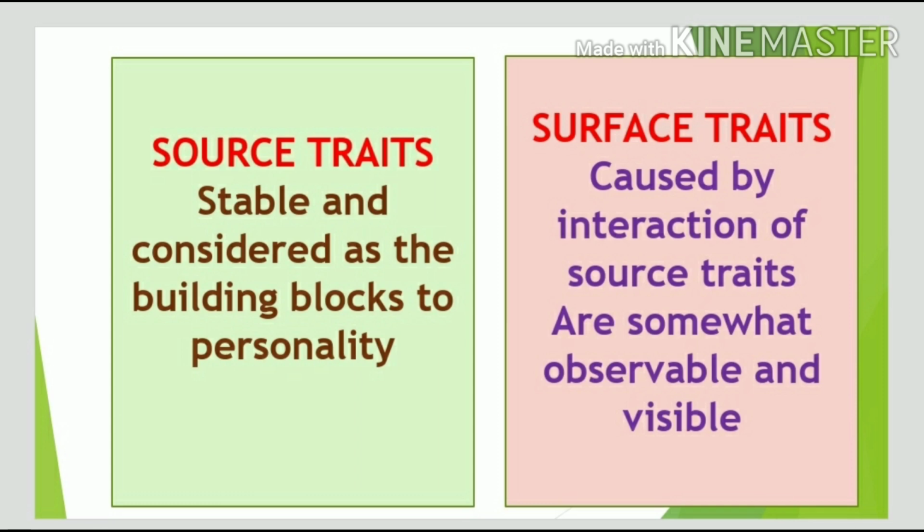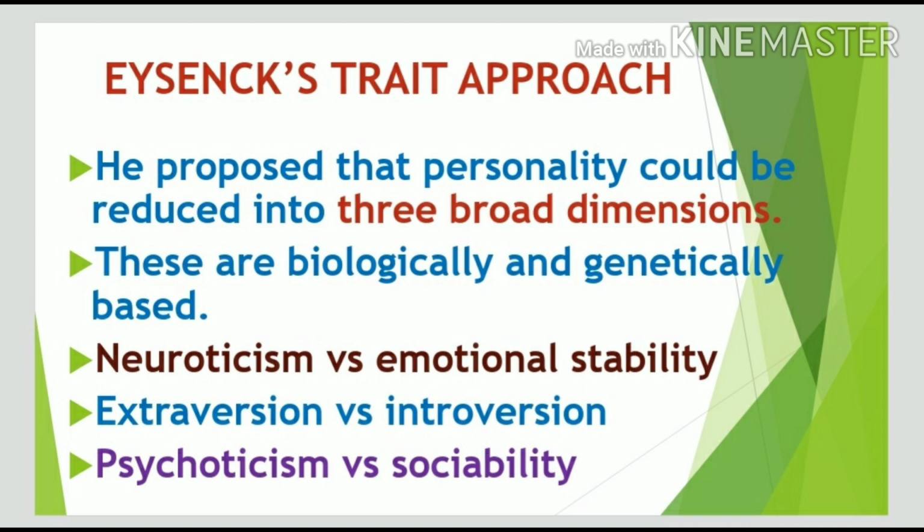So these were the two traits given by Cattell in his approach to personality. Now the next approach is Eysenck's trait approach. H.J. Eysenck proposed that personality could be reduced into three broad dimensions. Actually, he reduced Cattell's 16 key traits into three dimensions, and these dimensions are biologically and genetically based.